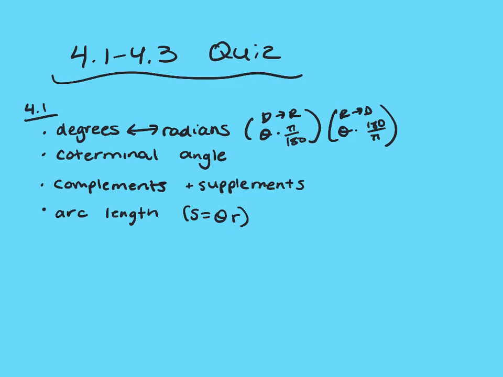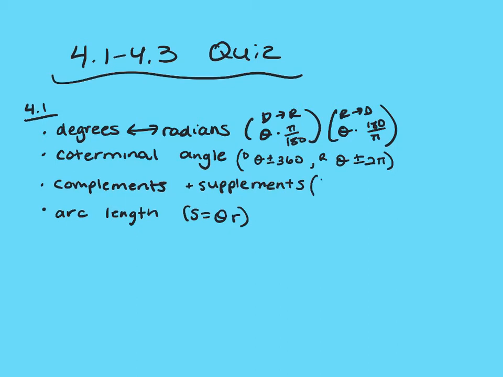For coterminal, if it's in degrees, we take our theta and add and subtract 360 to it. If it's in radians, we take our theta and add and subtract 2 pi from it. If I ask you for a positive coterminal, it has to be positive. If I ask you for a negative, it has to be negative. So sometimes that means adding or subtracting it one more time.